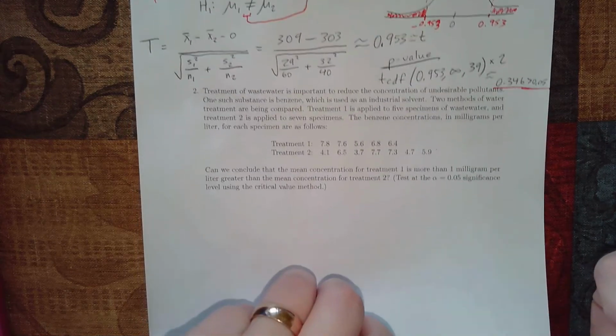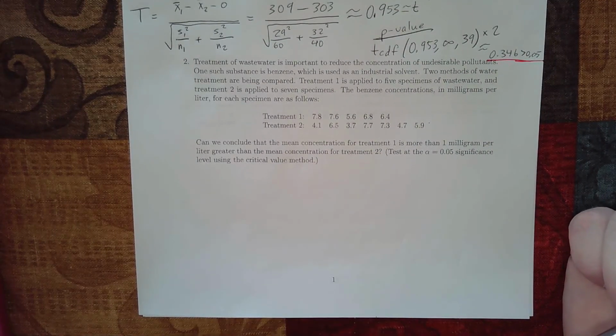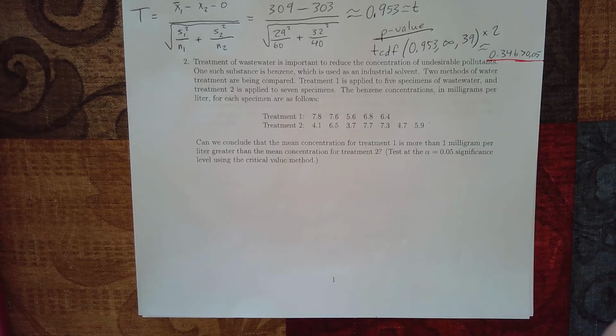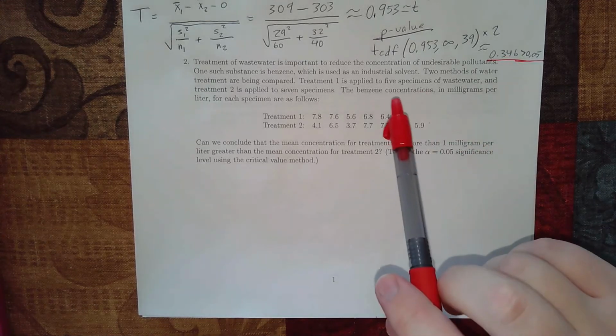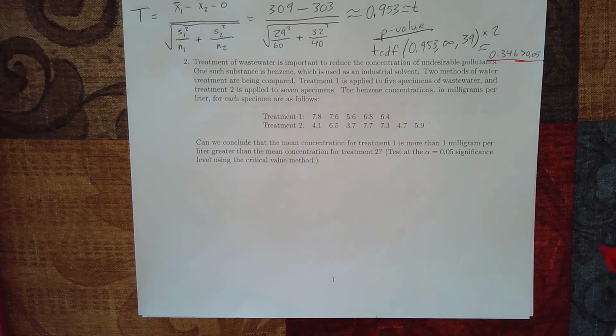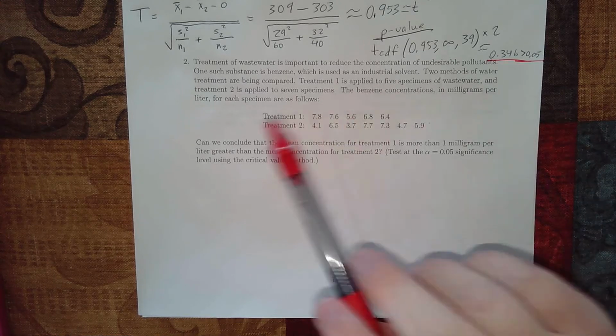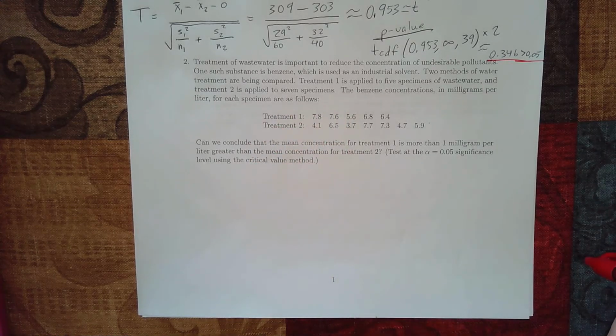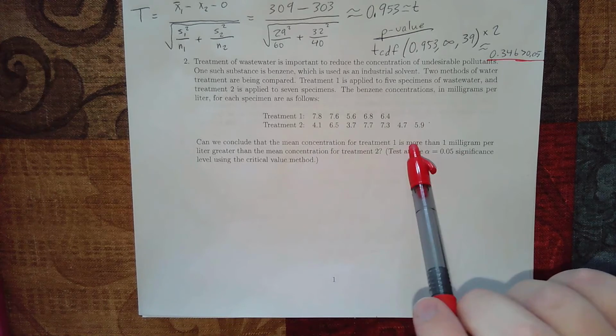All right, so looking at another example. Treatment of wastewater is important to reduce the concentration of undesirable pollutants. One such substance is benzene, which is used as an industrial solvent. Two methods of water treatment are being compared. Treatment 1 is applied to 5 specimens of wastewater, and treatment 2 is applied to 7 specimens. The benzene concentrations in milligrams per liter for each specimen are as follows. So we get these as our different values.